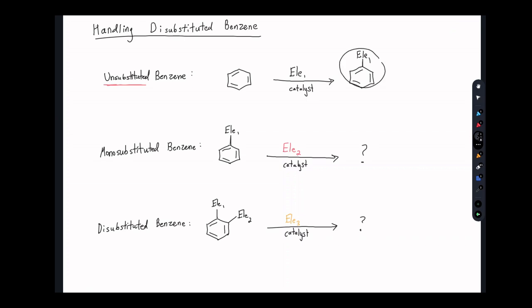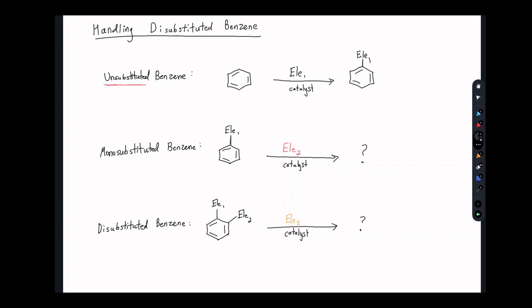However, after this reaction, we now have a monosubstituted benzene. One of the hydrogens has been substituted for some sort of group. Of course, these are going to be the electrophiles in our EAS reactions. But now, what happens when I want to add a second electrophile? Where do I put it in relation to that first one?